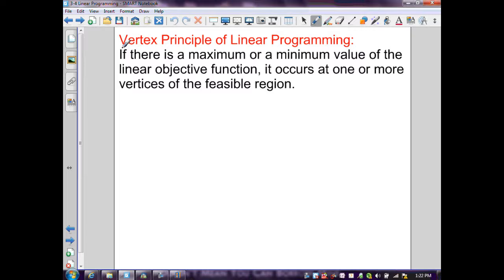Inside that region, we're going to have vertices. A vertex is the intersection of two lines, so they have to form an angle. The vertex principle in linear programming is if there is a maximum or minimum value of a linear objective function, it occurs at one or more of the vertices in the feasibility region.